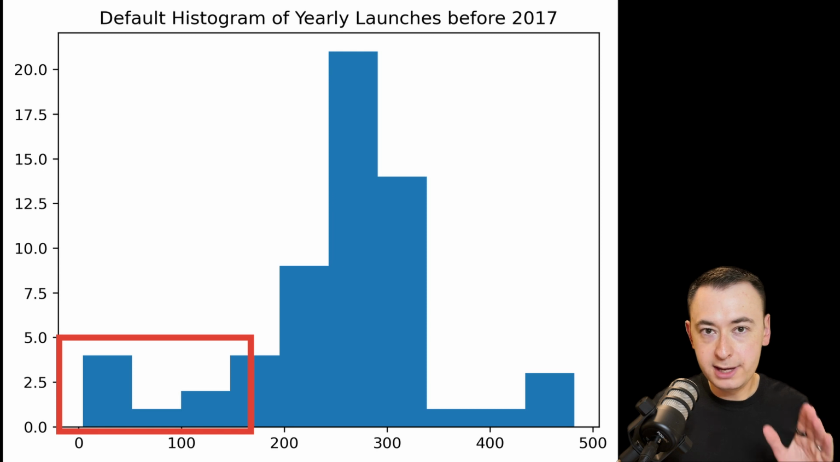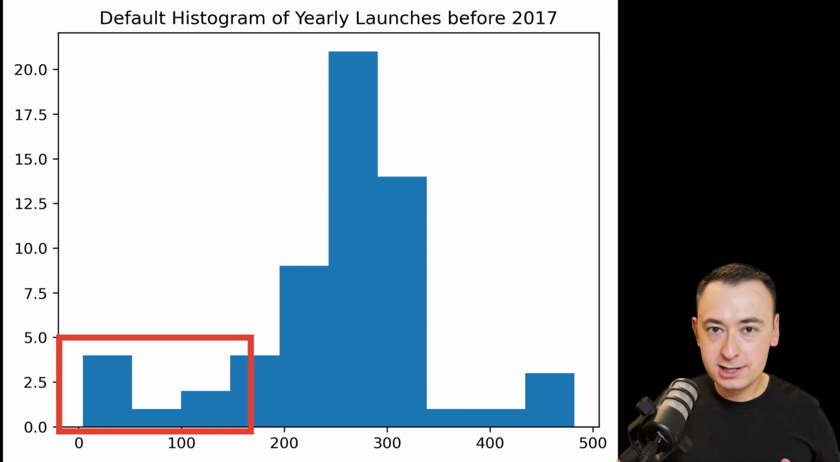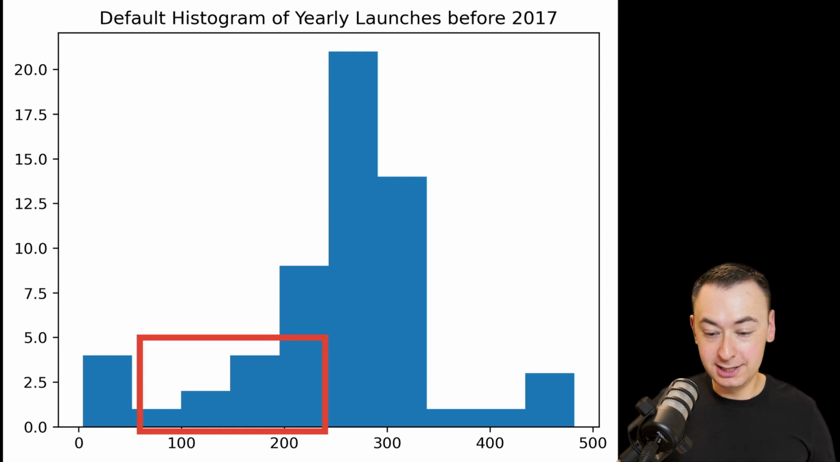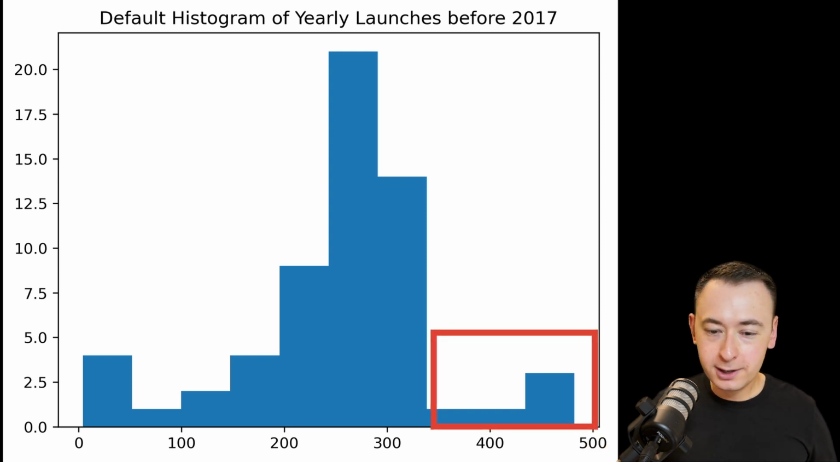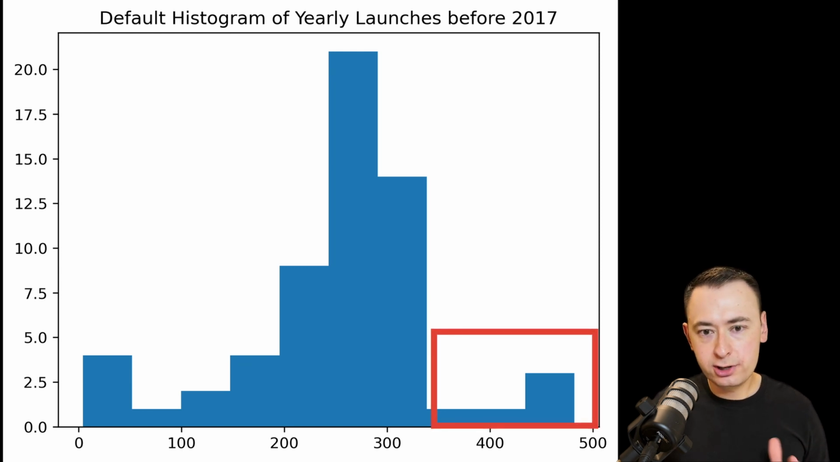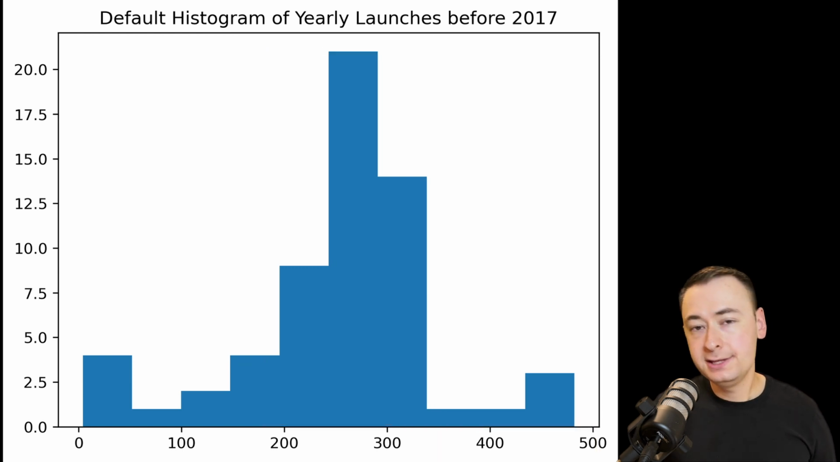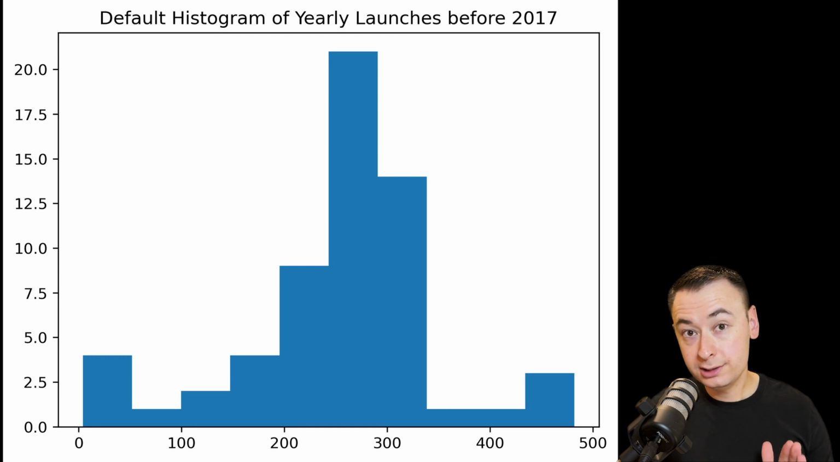The lower end is going to be the first few years of the space race when there weren't that many objects being launched, and then the higher end, that's as we're getting a little closer to that 2017 point and people are starting to launch a lot more. But for the most part, you can see that each year is launching around 200 to 300, and this is with 10 bins. But while it works, we can do better.